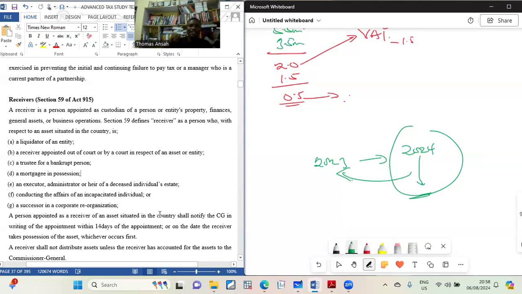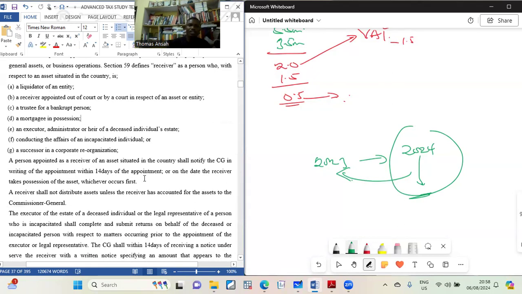GRA can charge those people that the assets you are holding to go and distribute to the family members, there is a tax liability on it. So you, the receiver, you become a person who is liable to actually pay the tax. So that is what the law is trying to say. Instead of the asset going to the family members, you must first assume the tax liability.